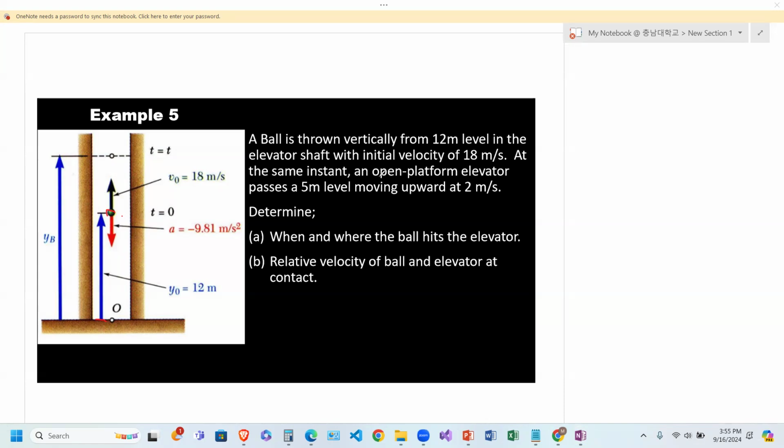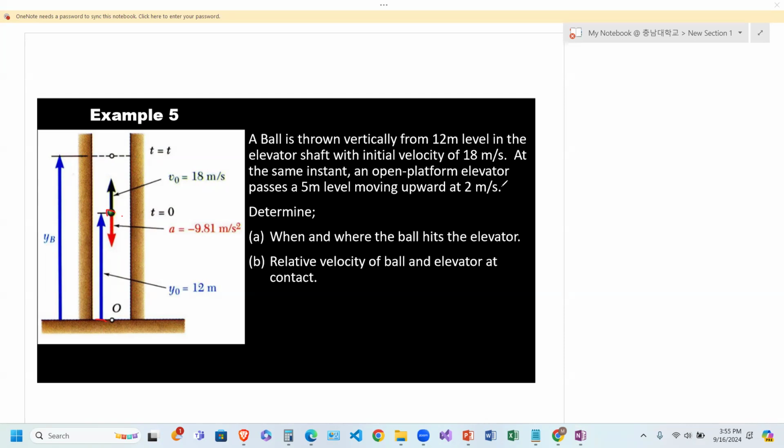At the same instant, an open platform elevator passes this ball. So there's an open platform that passes a 5 meter level, moving upward. So the ball is coming downwards, whereas the elevator open platform is moving upwards at 2 meters per second.